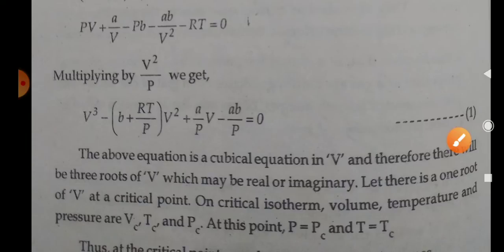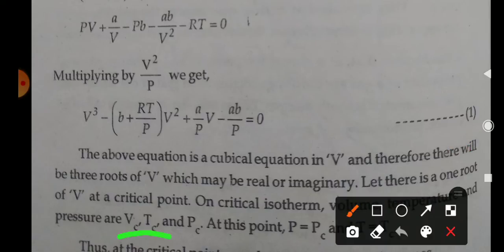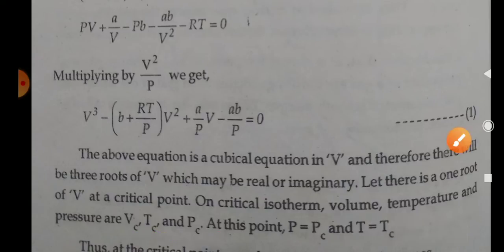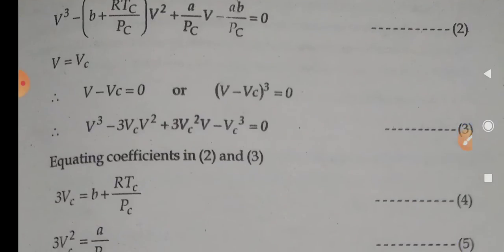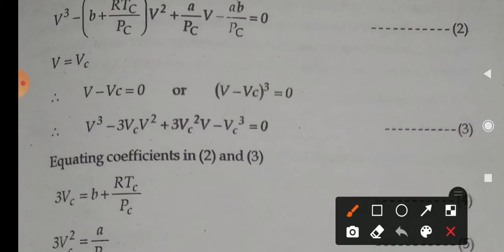Now on the critical isotherm, we have seen that the volume, temperature and pressure, which we consider as VC, TC and PC, so at this point P is equal to PC and T is equal to TC. Putting these values, substituting T as TC and P as PC, we get the van der Waals equation as this. Okay, so now we know that according to the isotherm V is equal to VC.